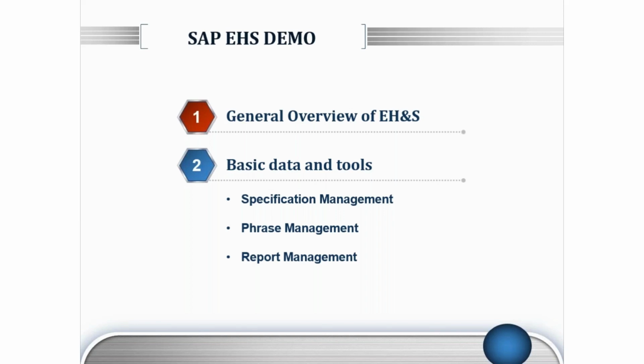And then finally, coming to report management, we'll see how many types of reports are available to us in SAP in general terms, like labels, incident reports, or MSDS reports. We'll see the different reports available in SAP EHS. This is the basic data and tools.